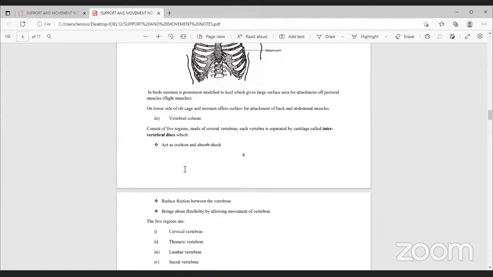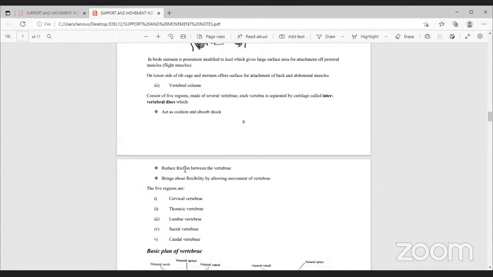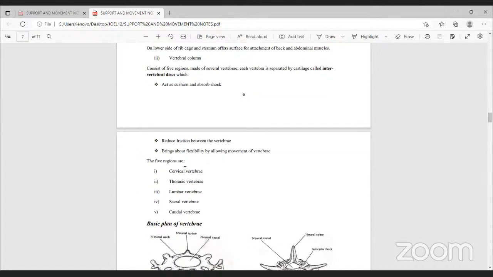Usually, the 33 bones of the vertebrae are divided into 5 regions. We have the cervical vertebrae. We have the thoracic vertebrae. We have lumbar vertebrae. We have the sacral vertebrae, and then we have the caudal vertebrae.